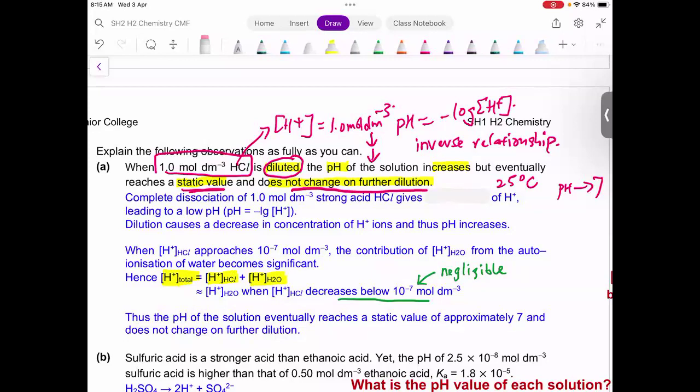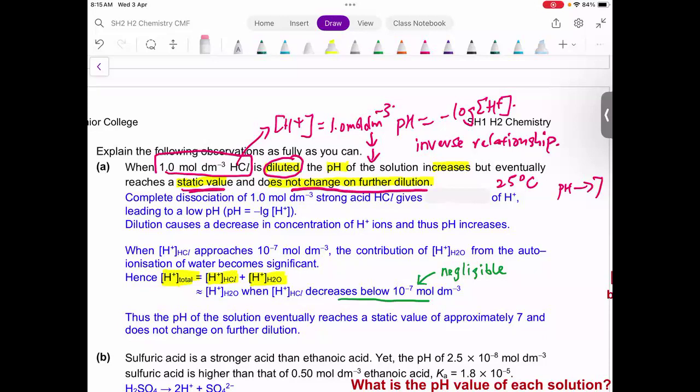Because you add in a lot of water. As you add water, total volume will continue to increase and increase, so the concentration of H+ from HCl will continue to drop. If you add a lot of water, essentially the whole system becomes more like water than HCl.